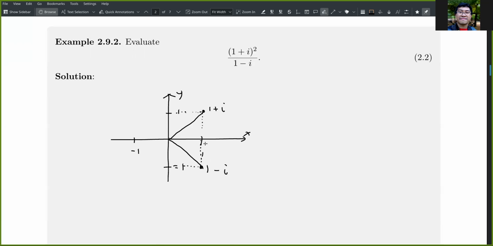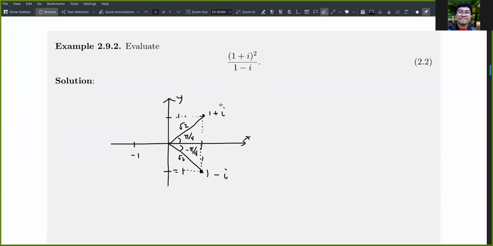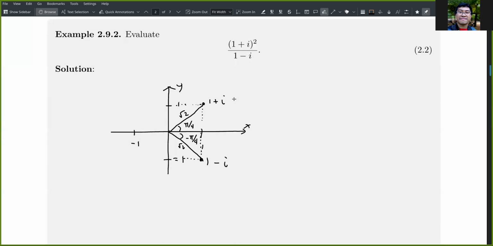So you know this is 1. So the length here is square root of 2. This one is also square root of 2. This one is pi over 4. This is minus pi over 4. Okay, so 1 plus i therefore can be written as square root of 2 e to the power of i pi over 4, whereas this 1 minus i is equal to square root of 2 e to the minus i pi over 4.